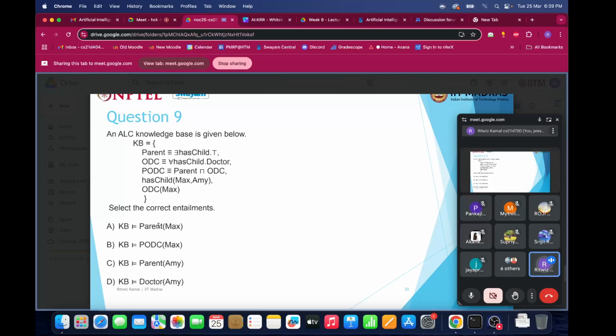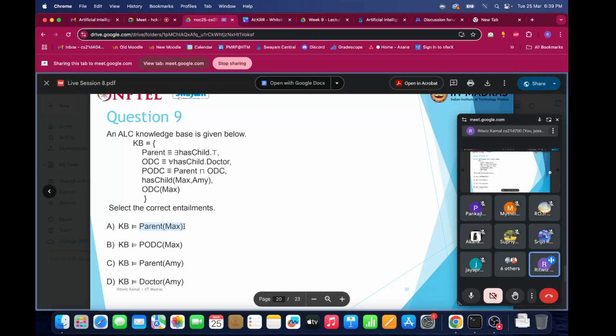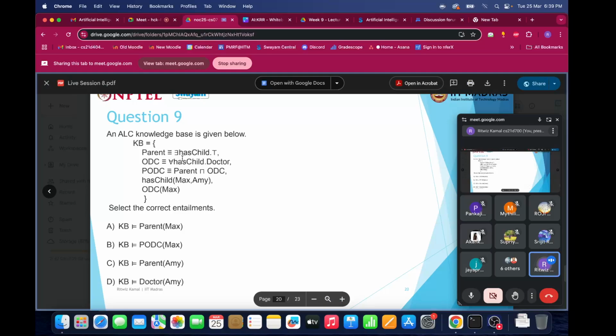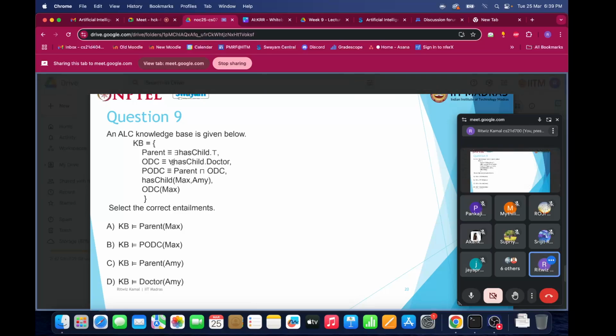Okay, so the first option says parent Max, which is pretty clear, right? So this says that Max has a child named Amy, so Max is a parent, so that is true. Then the second option says parent of only doctor children, right? So this ODC basically represents the set of all people which have, for all children, they are doctors, right?